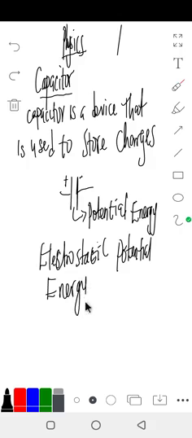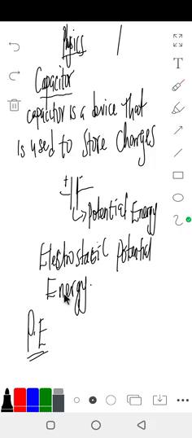If they ask you what kind of energy is stored in a capacitor, the answer is potential energy. Why? Because the charges stored by a capacitor are static between the two parallel plates. Don't forget, a capacitor is a device that is used to store charges, and those charges are static. They don't move. That is why the charges are stored in form of potential energy.